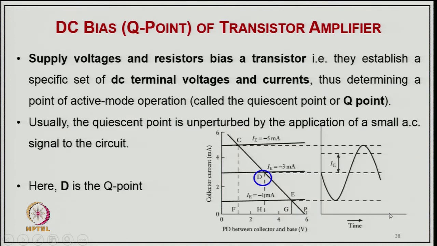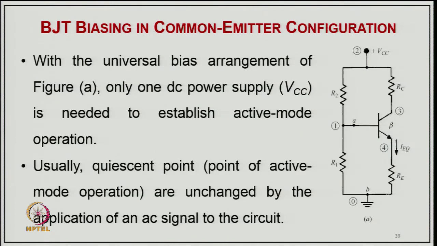The supply voltage and resistors bias a transistor; they establish a specific set of DC terminal voltages and currents, thus determining the point of active mode operation called the quiescent point, typically the Q point. The quiescent point is unperturbed by the application of a small signal to the circuit, and hence it is typically called the quiescent point. So, your characteristic will be moving over this, as you can see here how IC is moving with the offset in this case.